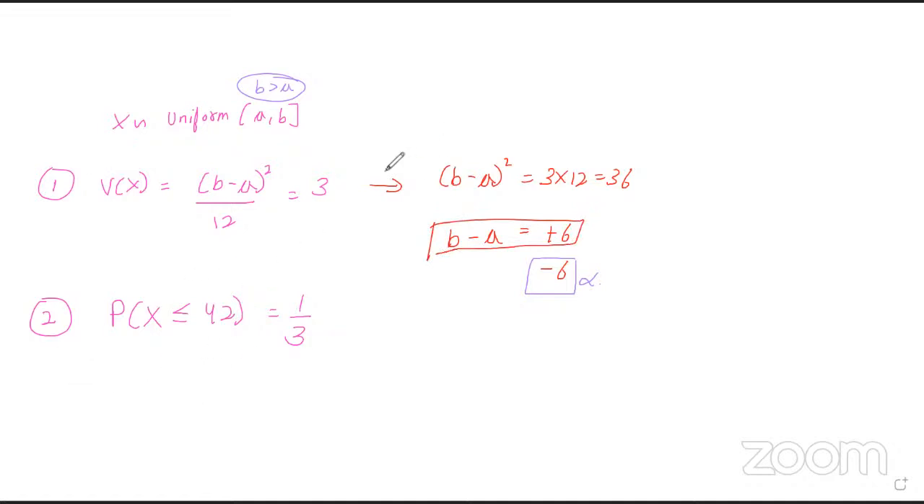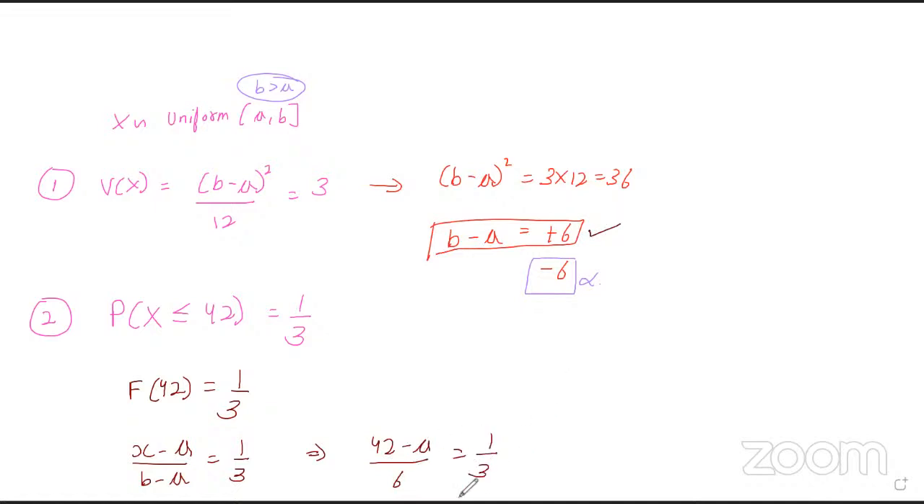Okay, second equation. So what is it? I can say that it is the CDF of the uniform distribution at point 42, right? And we know the formula for the CDF. It's (x minus a) upon (b minus a). So here x is 42, minus a, and b minus a we know from equation 1 is 6. So (42 minus a) over 6 equals 1 over 3. So on solving, we will get 42 minus a equals 2, so a equals 40, right?